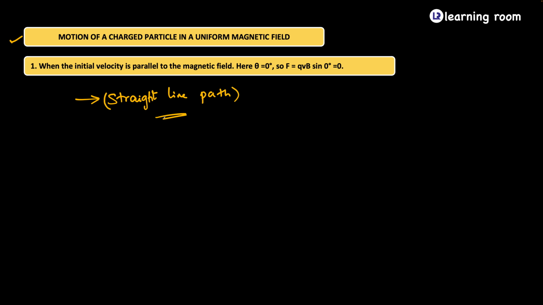Right? Now, the next question is, when the initial velocity is perpendicular to the magnetic field. This is a very important concept, right? Most of the problems asked are based on this. Here, unlike the previous scenarios where I considered the field lines to be horizontal, here I considered the field lines to be into the plane.